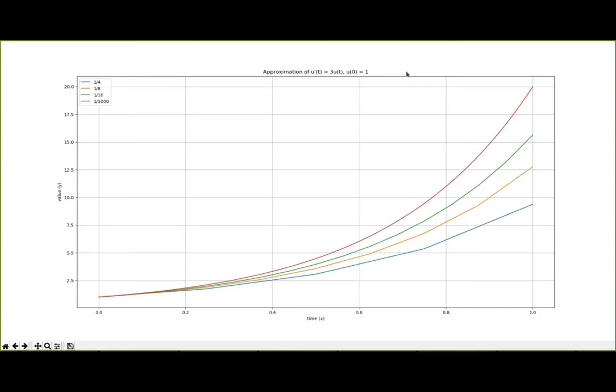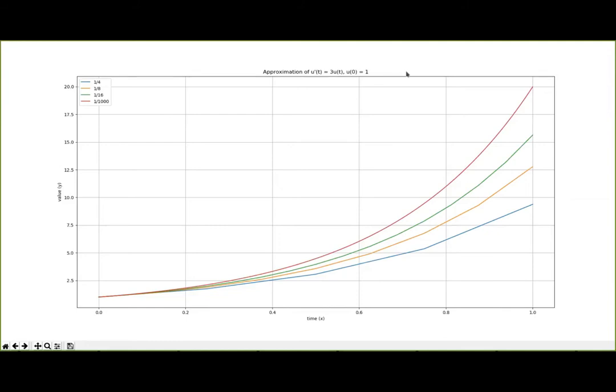Before we delve deeper into the mathematics of the error estimate for the Euler method, let's have another look at a picture. What you see here is the numerical approximation of the solution of a differential equation, namely u prime of t equals v times u of t, with initial condition u of 0 is equal to 1. And these different approximations are derived from the Euler method, taken with different time steps.